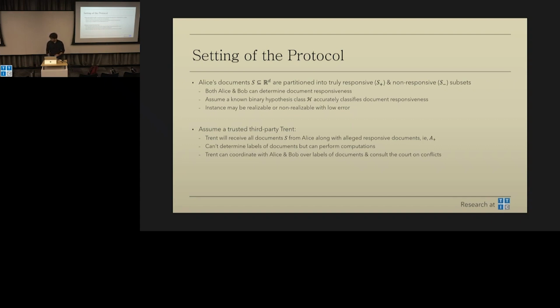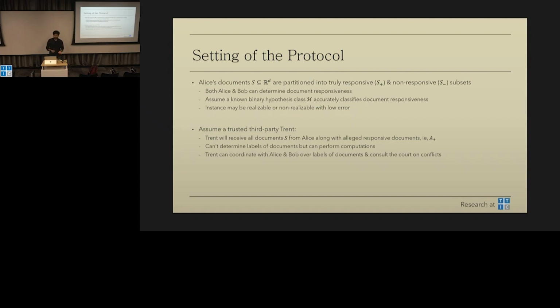And we will assume that Trent receives all the documents from Alice. So it's kind of like they are already there, but you can also imagine that Alice will supply every document to Trent. Here it's more difficult to get plausible deniability. Earlier she could have said, I didn't think this is relevant, but it's more difficult to justify why you did not submit all the documents rather than why you did not submit all the relevant documents. Okay. And she will also send to Trent the alleged responsive documents. That is, the documents she thinks are responsive.